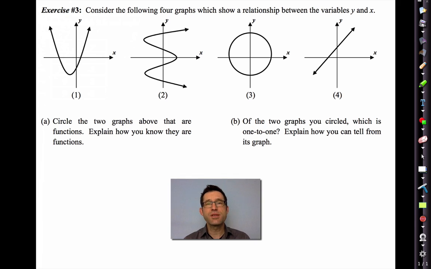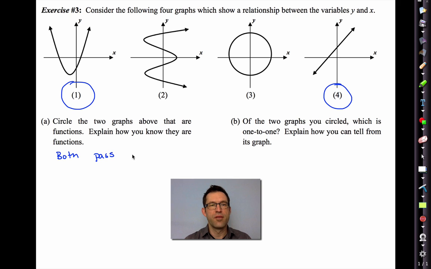All right, well, pause the video now. There's two graphs up there of functions, and then figure out which ones are functions. All right, well, that would be choice 1 and choice 4. So they both pass the vertical line test. The vertical line test, right?